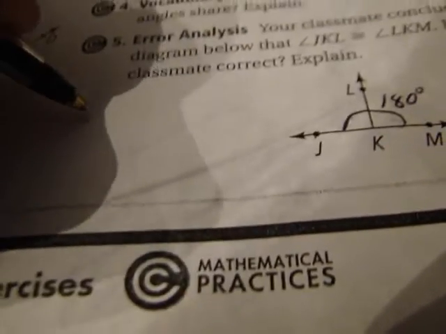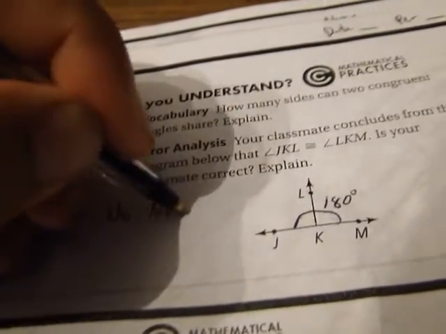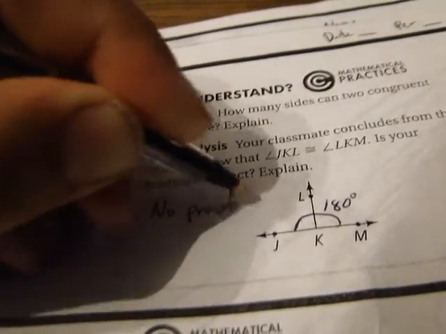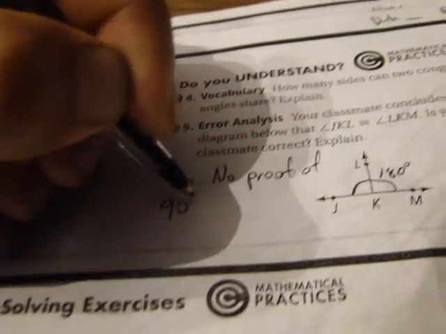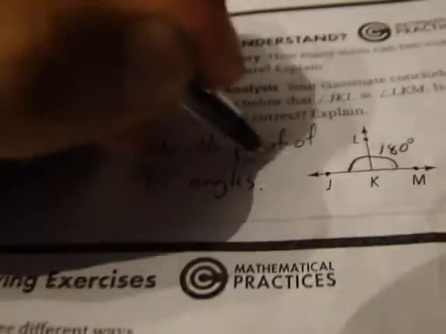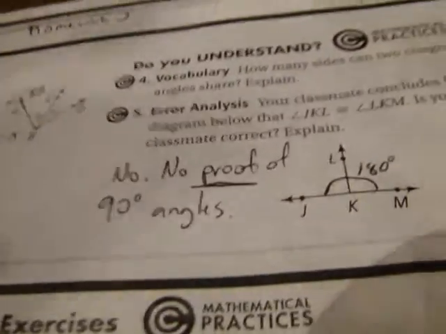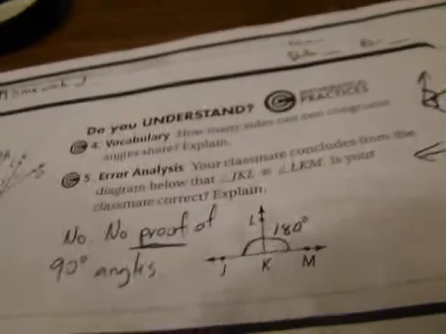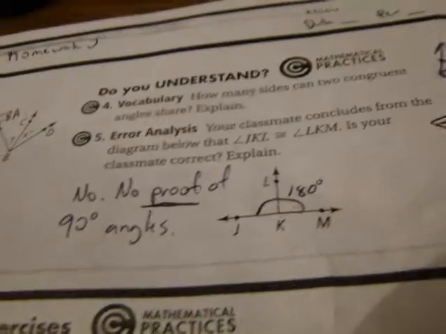So what we would say is no, the classmate is not correct because there's no proof of 90 degree angles. So they might look like it, but there's no proof. And the key thing is in geometry you need proof. We don't have proof, so the answer is no. Your classmate is jumping to conclusions. Alright, number 6. Name each shaded angle in 3 different ways.